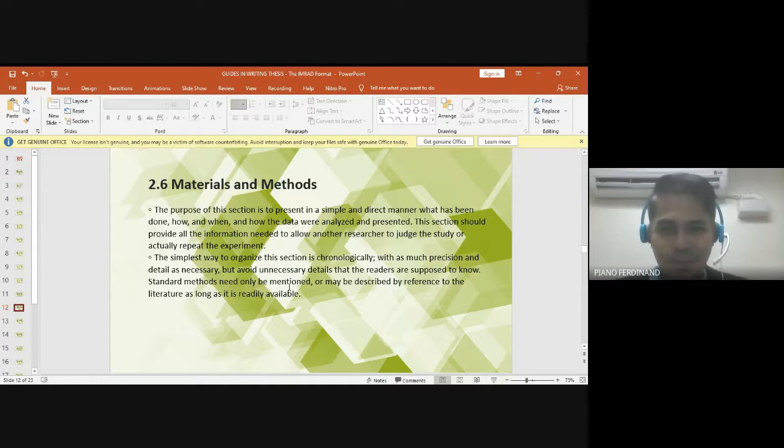Now, to discuss, to read some of the contents provided here, no? Sabi dito, this section should provide all the information needed to allow another researcher to judge the study or actually repeat the experiment. Okay, as I have said, no, may kinalaman po siya sa mga tools and mga instrumentations na ginamit para ma-derive or makuha po natin yung result ng ating research.